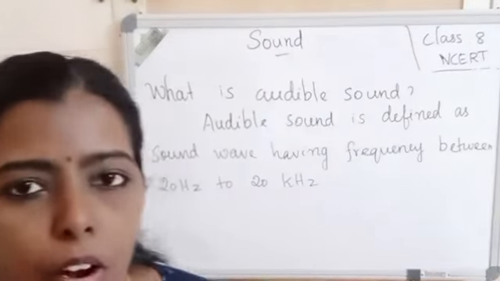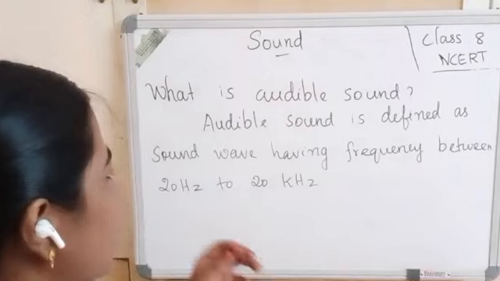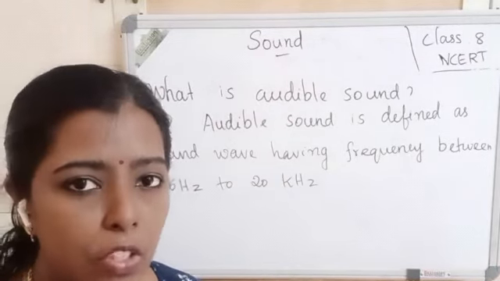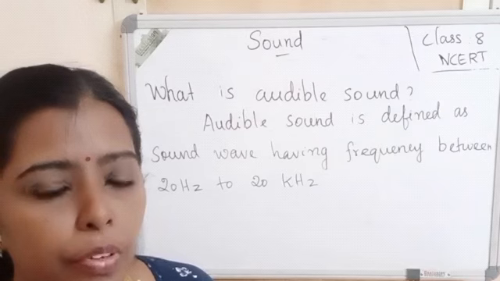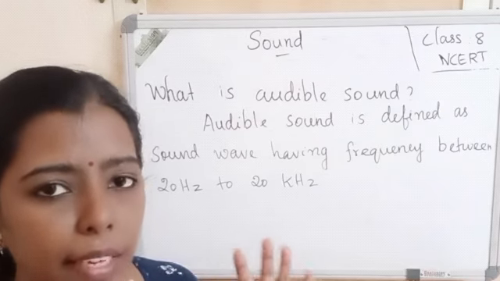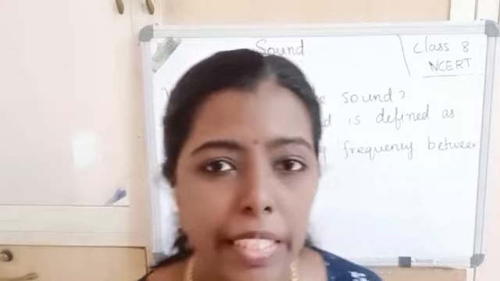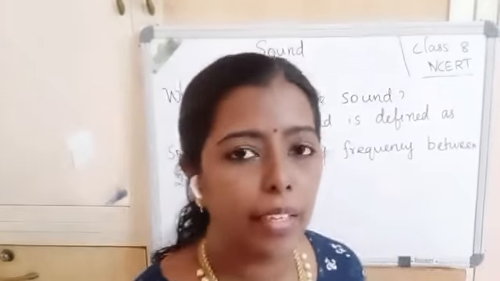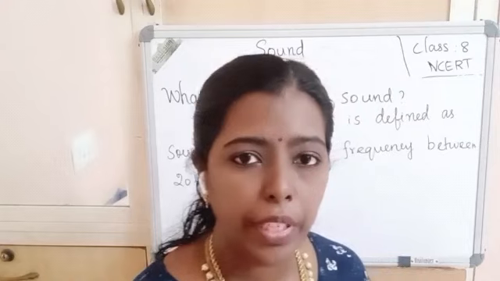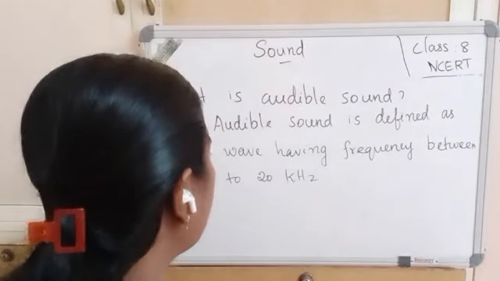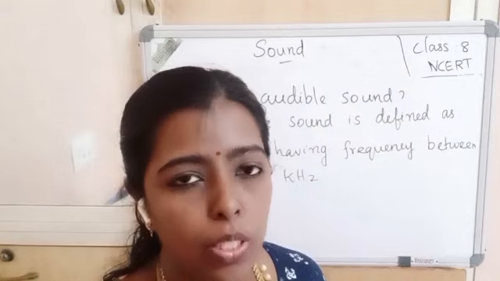The next one is what is audible sound and what is inaudible sound. What is audible sound? Audible sound is defined as the sound wave having the frequency ranges between 20 Hz to 20 kHz. If our ear can hear the sound of these ranges, between 20 Hz to 20 kHz, that is audible sound. If the frequency is lesser than 20 Hz, we can't hear that sound. That is known as inaudible sound.